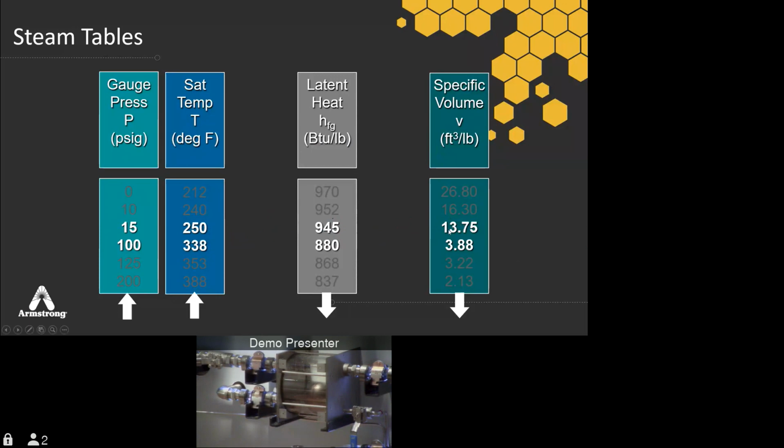Now let's look at a higher pressure. In our example, we have 100 psig with a steam temperature of 338 degrees Fahrenheit. As I know pressure, I know temperature. Here, the pressure's gone up, and thus the temperature's gone up. But the latent heat goes down in BTUs per pound. At 100 psig, I now have 880 BTUs of latent heat. And that trend continues. As steam pressures rise, the latent heat in BTUs per pound is reduced.